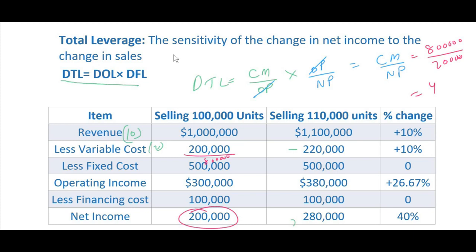So it is the sensitivity of net profit to sales. That is, if my sales increase by 10%, and my DTL is 4, then my net profit will increase by 40%. As you can see in this example, my sales has increased by 10% and my net income has increased by 40%. That is my DTL. And here's the formula, contribution margin divided by net profit, and that's how you can solve it.